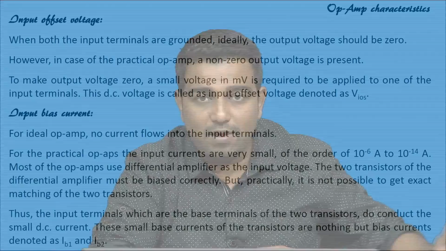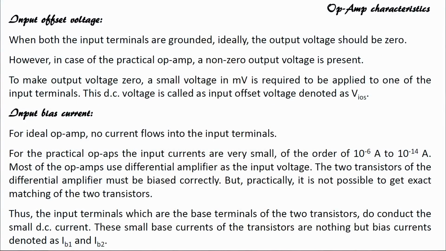In the same way, what is input bias current? For an ideal operational amplifier, no current flows into the input terminals. But for practical op amps, the input currents are very small, around 10 raised to minus 6 to 10 raised to minus 14 ampere. The input terminals, which are the base terminals of two transistors, draw a small DC current. This small base current of the transistors is nothing but the bias currents denoted by IB1 and IB2.